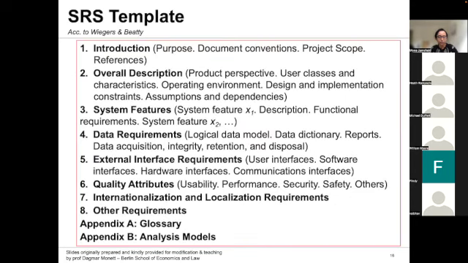So this leads us to this template, the SRS template. Now, in my uni, you're going to find this template that you're going to use for your project.